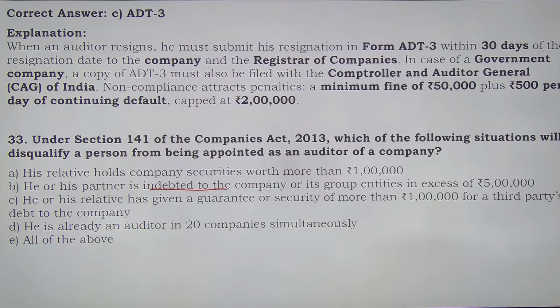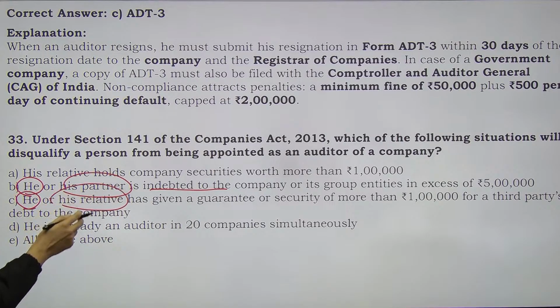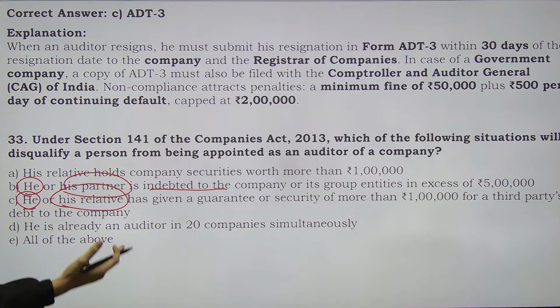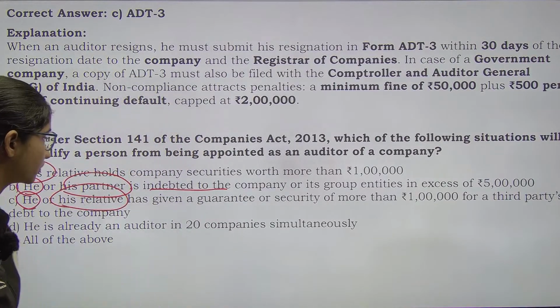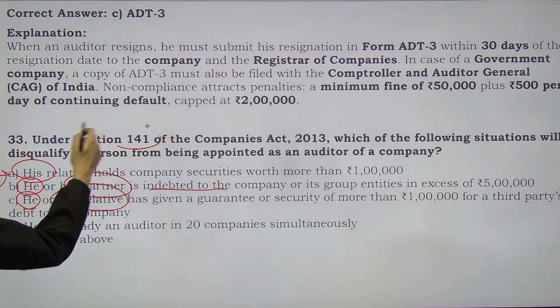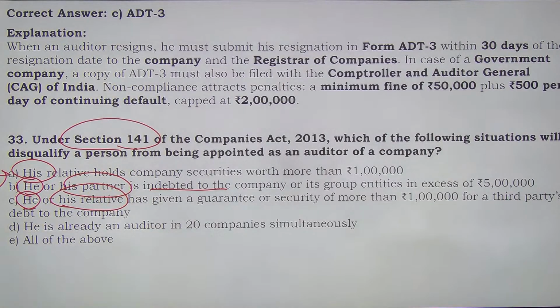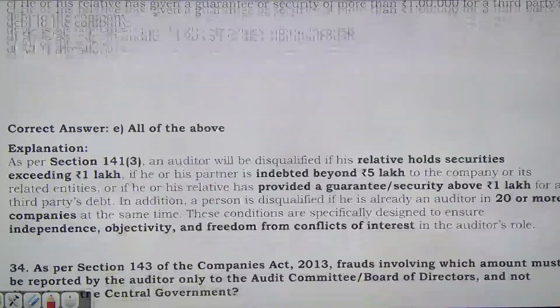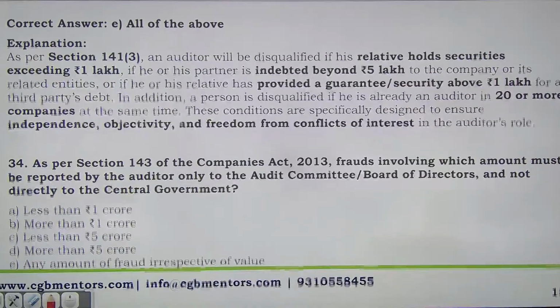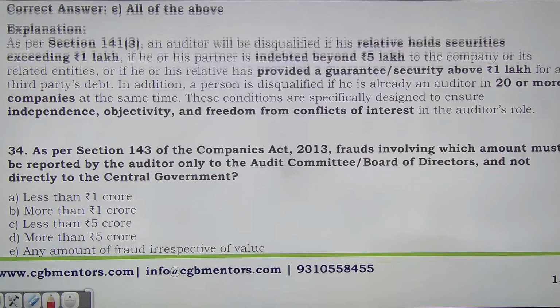Another is if the guarantee has been given by either the auditor, he can also give the guarantee, and his relative can also give the guarantee, then the maximum is 1 lakh rupees. But in the case of security, only the relative has been provided the exemption, it has not been provided to the auditor. Okay, so this was the provision of section number 141, and that was the answer of this question. Now we are moving forward to the next question, which is question number 34.